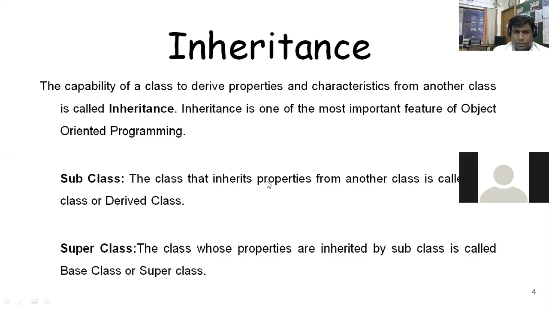Superclass: the class whose properties are inherited by the subclass is known as the base class or the superclass. So I think it is clear what the subclass, the derived class, the superclass and the base class are. These are the classes and they have different properties. The subclass inherits properties from the superclass or base class, and the superclass or base class is the class whose properties are inherited by the subclass.